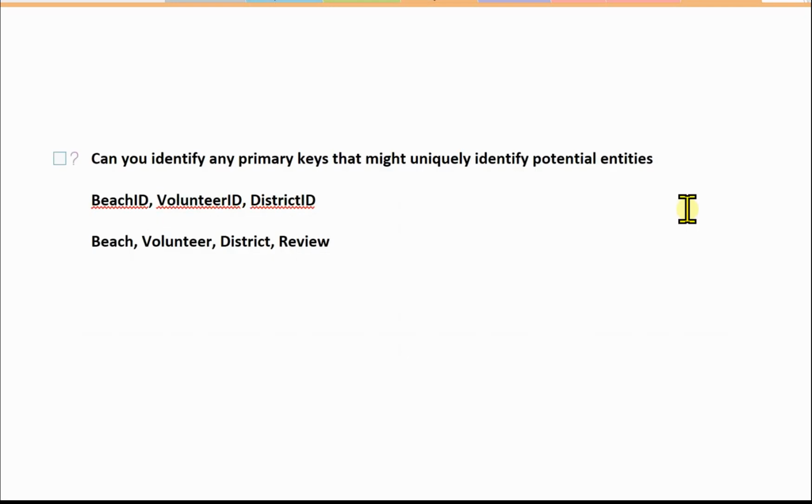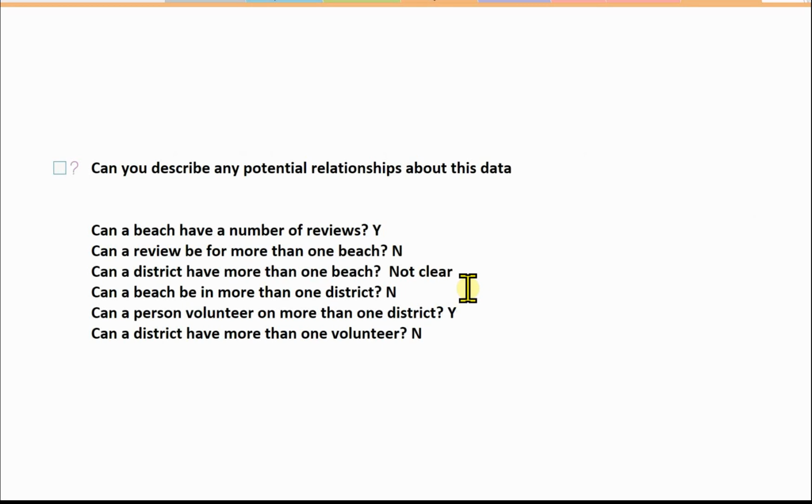So some questions. Can you identify any primary keys that might uniquely identify potential entities? We've certainly got a beach ID, a volunteer ID and a district ID, but we've actually got entities beach, volunteer, district and review. We've no primary key for that review yet, but we'll deal with that when we come to create the ERD. Let's start asking ourselves some questions about the potential relationships about this data.